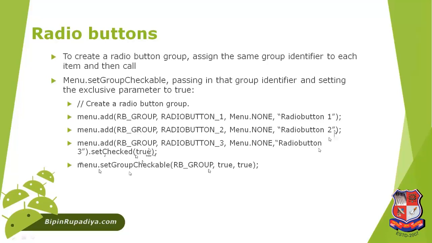So what happened here, we have created 3 radio buttons in one group, and we have set the third button as checked. So in this particular way, you can create radio button items in your menu. Do you have any doubt in this thing?